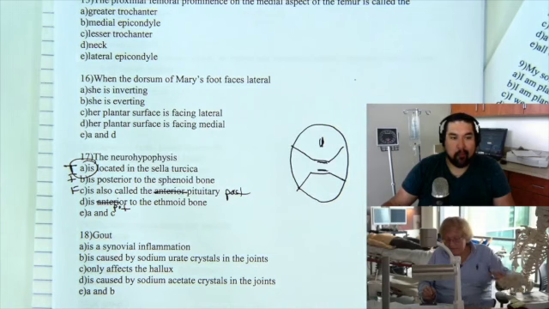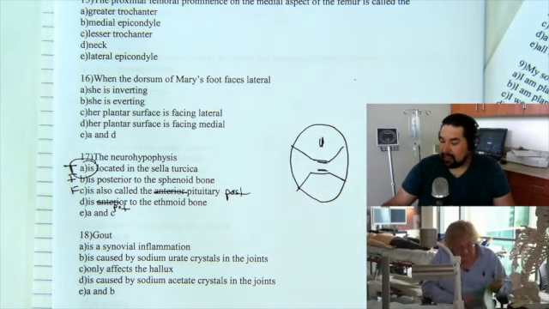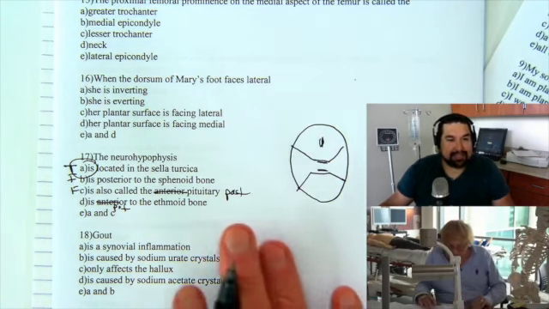Anything else that you told me you were taking a look at on this exam? Let me see. Let me check out gout. I guess the next one down.